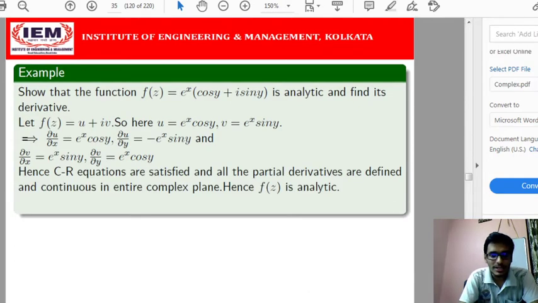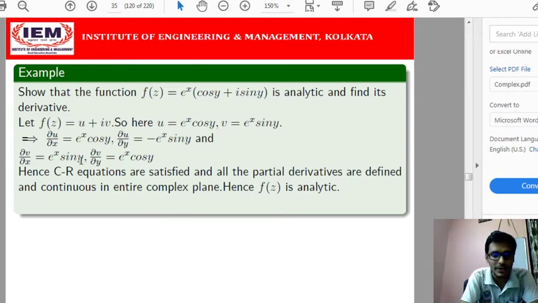Now what are the conditions for a function to be analytic? That means what conditions need to be satisfied for a function f(z) to be analytic? We need to consider here the sufficient conditions. As per the sufficient conditions, we know that the Cauchy-Riemann equations first must be satisfied.